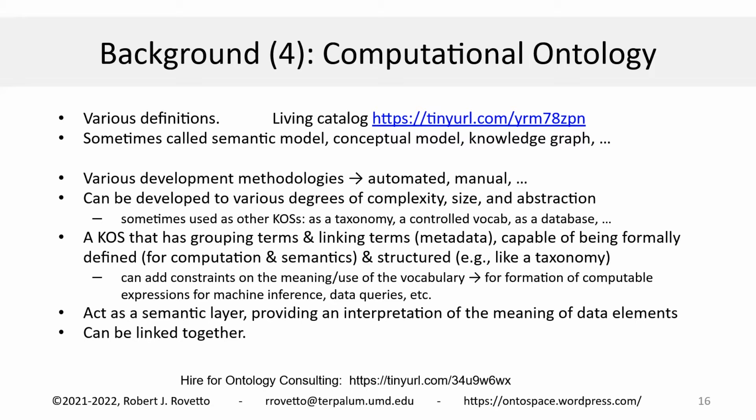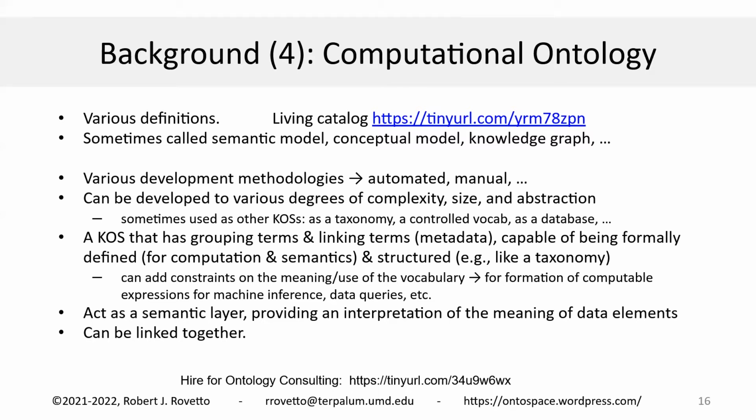And effectively, as we saw from the previous quotes, it's a knowledge organization system that has grouping terms or categories and linking terms. Collectively, they're basically just metadata. They're capable of being formally defined for computation and formal semantics, and structured like a taxonomy. They're capable of having constraints specified on them in order to restrict the meaning of that vocabulary, so you reduce ambiguity and confusion, and that allows you to form computable expressions for tasks like automated inference and data queries.